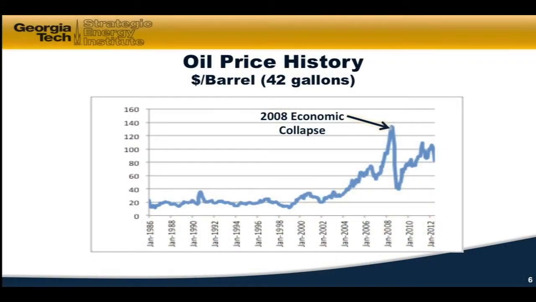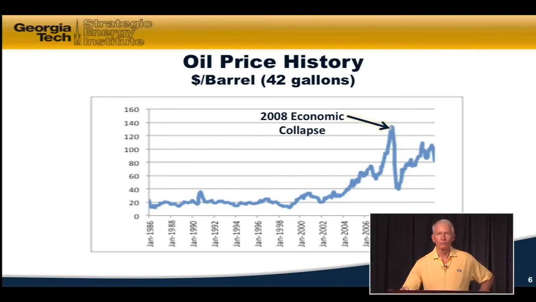It has since climbed back up, and it's about $80 or $90 at this point in time. So we see a linkage between the price of energy, in this particular case oil, which is more volatile than other forms of energy, and the economy.